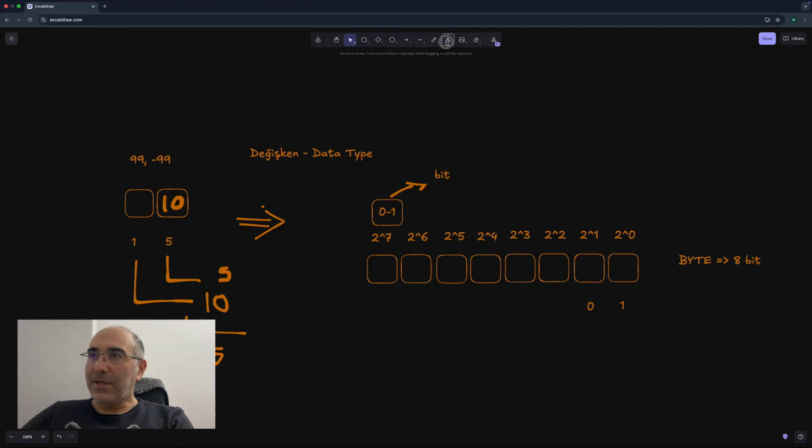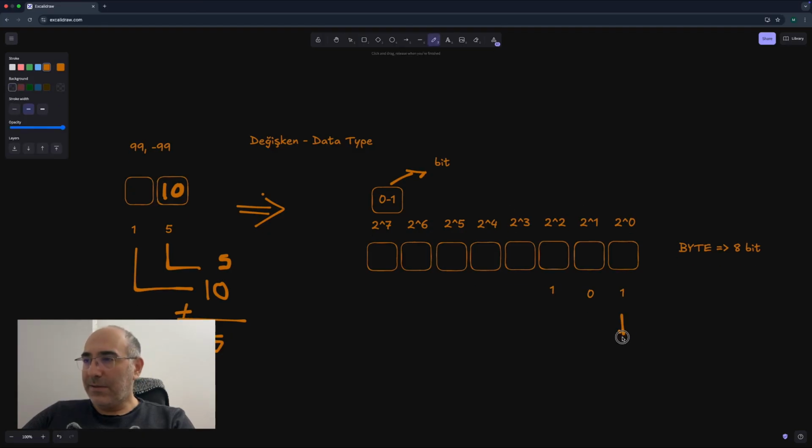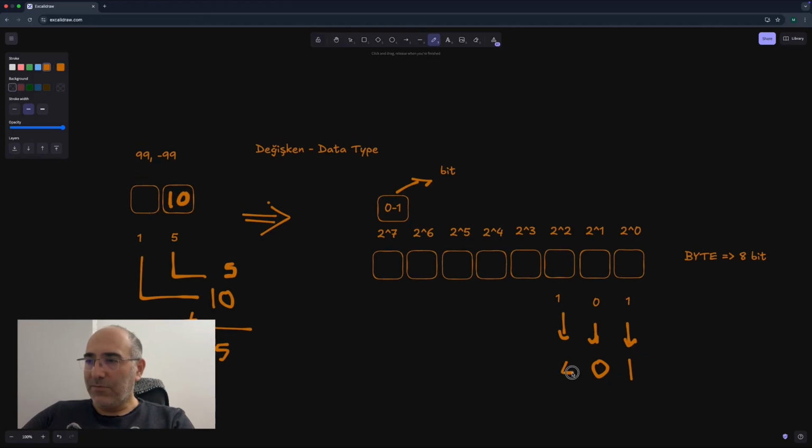Now, let's come here. How much is this? 2 to the power of 2, 4. What happens if I write 1 here? It becomes 4. So, when I do it like this, since there's a 1 here and a 0 coming from here, this part is 0. Here, since it's 2 times 4 times 1, this part is 4. So, 4 plus 1, I've found 5.